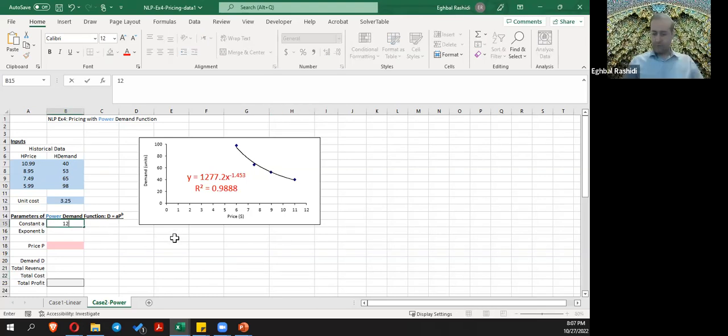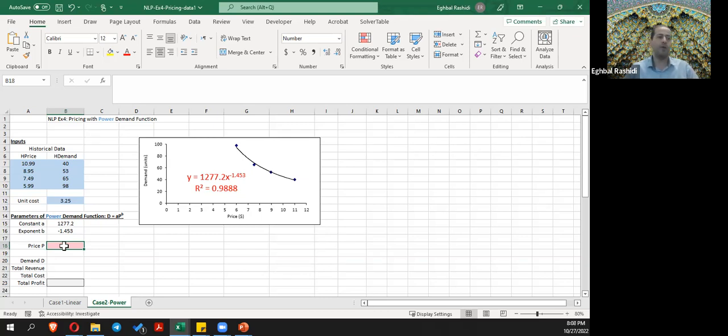So A is 1277.2 and B is negative 1.453. All right. So now we have the function. This is the function. Demand is equal to A multiplied by price to the power of negative 1.45. Okay. So now we can actually write the demand function based on price.